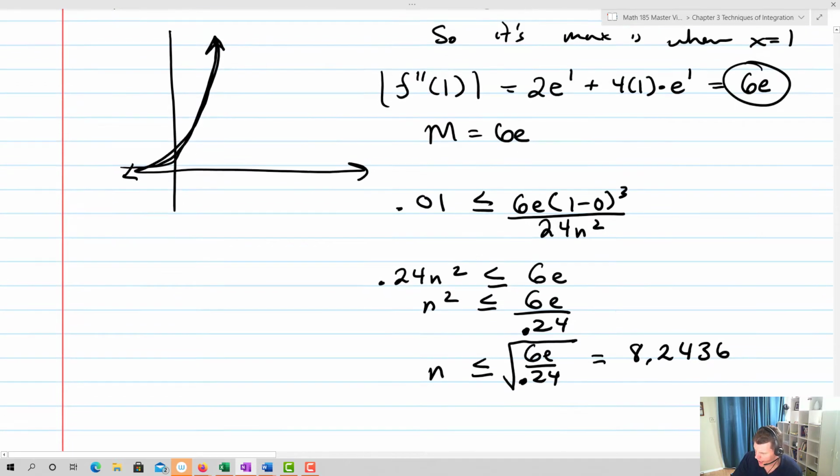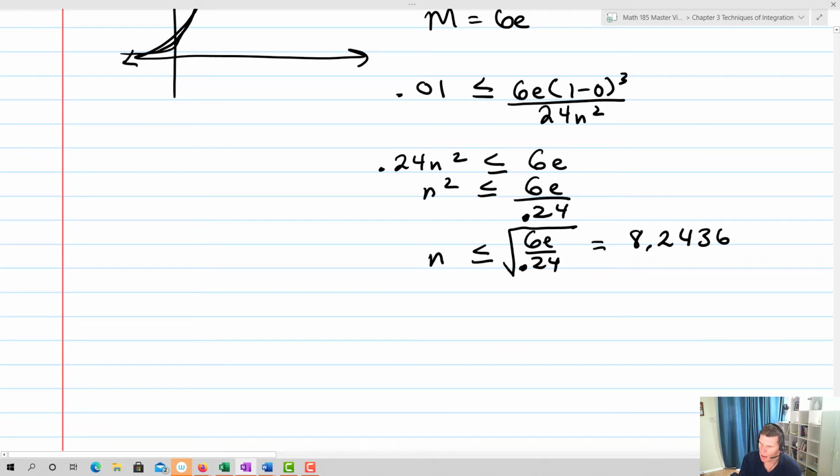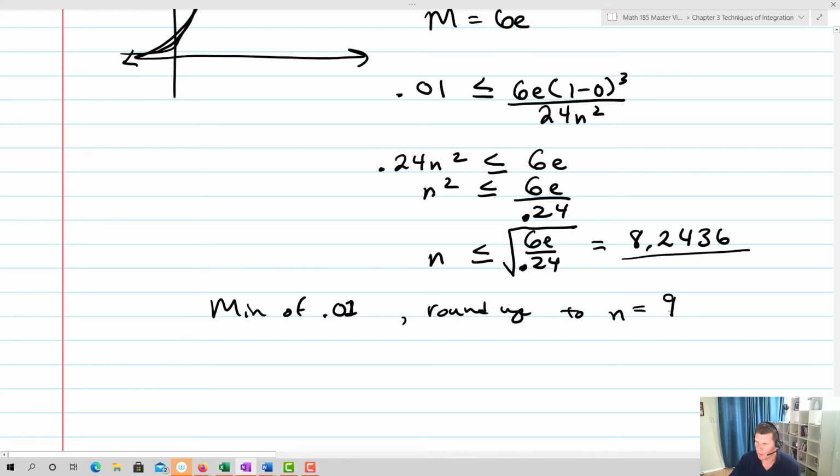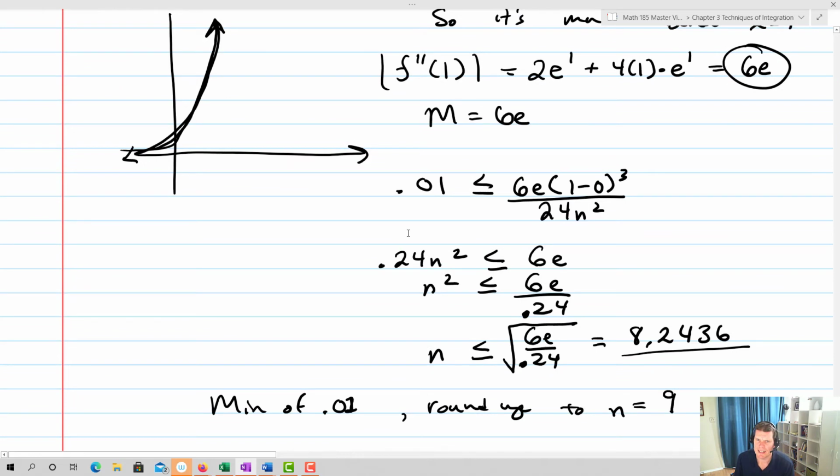8.2436. Now, because we want an error of at most 0.01, that's going to come when n is about 8.24. But n can't equal 8.24 because that doesn't make any sense. So we need to round up to n equal to 9. We'll need at least 9 in order to get that error bound of 0.01. And that's how we go about finding those maximum errors.